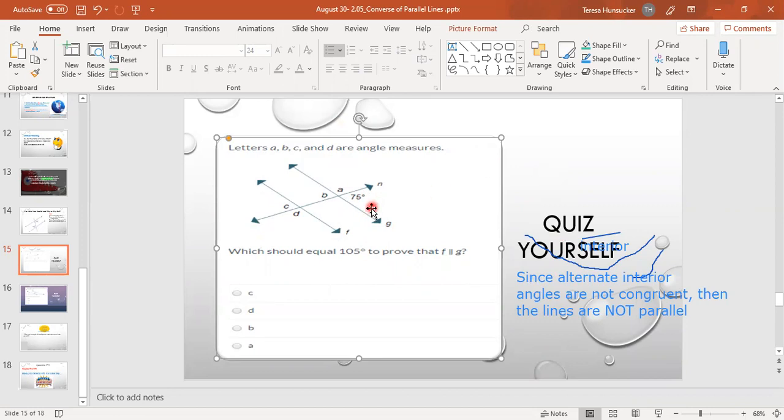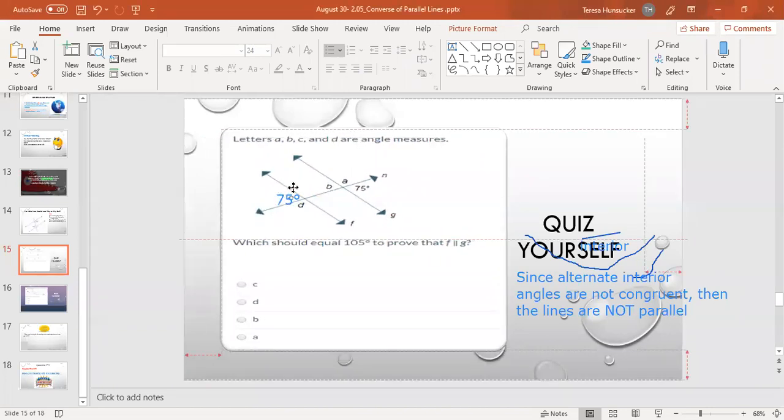Okay? So 75 is an alternate exterior angle with C. That wouldn't prove the lines parallel because it's asking, C is 75. It's asking what would need to be 105. So we know it's not C because C is 75 degrees. C is 75. Okay. So we know it's not C.